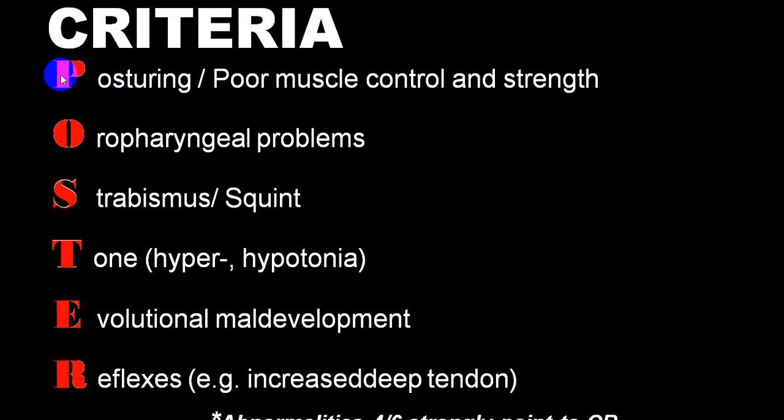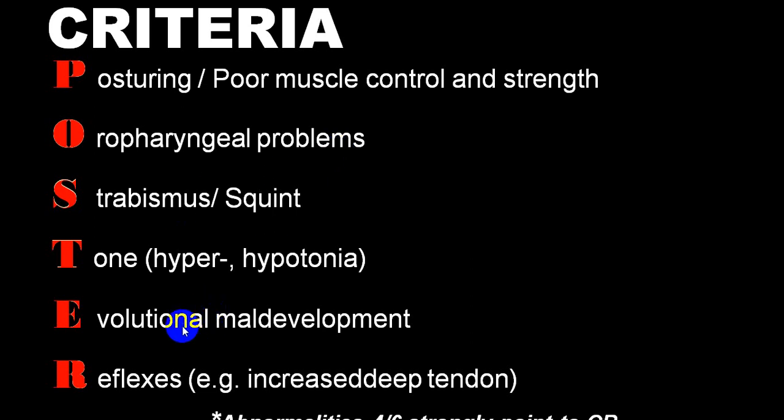So some person puts a word to remember posture. P for posturing and poor muscle control and strength. O for oropharyngeal problem, because of an increased tone in those muscles, person finds difficulty in swallowing. Even gag reflex is exaggerated. Person can have strabismus, squint. Person will invariably have hypertonia and increased tone, that is we call spasticity. And in case of extrapyramidal, there will be rigidity. Only in case of a pure cerebellar damage, you can have little amount of hypotonia.